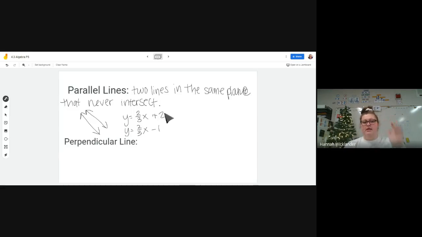So parallel lines are two lines in the same plane that never intersect, and they are only parallel if they have the same slope. Any questions on parallel lines?